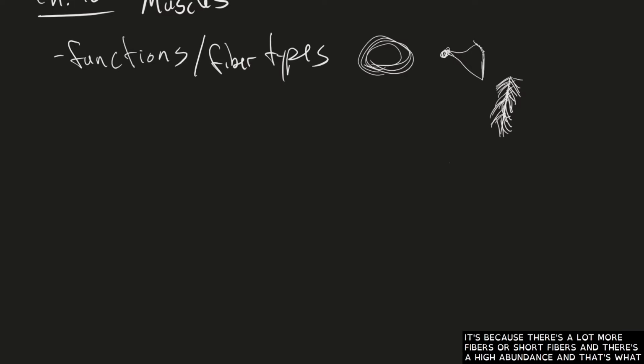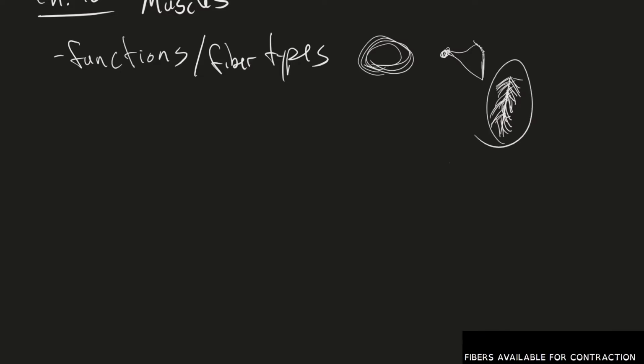And that's what contributes to muscle strength. So remember, the main factor that determines muscle power is the number of muscle fibers available for contraction. So in these bipennate muscles here, there's a lot of fibers available for contraction. Also know the basic principles of a lever system.